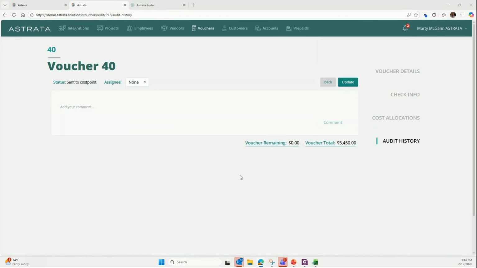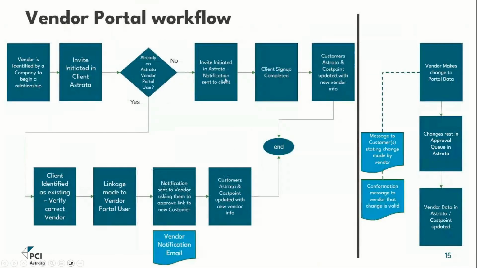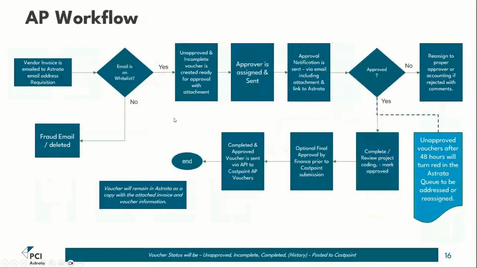Now, from a design perspective on our vendor portal workflow, you can see we've got a built out design architecture that allows you to follow the vendor, follow the information, and see how things move from CostPoint to Astrata and back and forth. This is here, and we can certainly share this with you as well, right? So this is our vendor portal, which you saw earlier, and then this is the AP workflow that's associated with it.